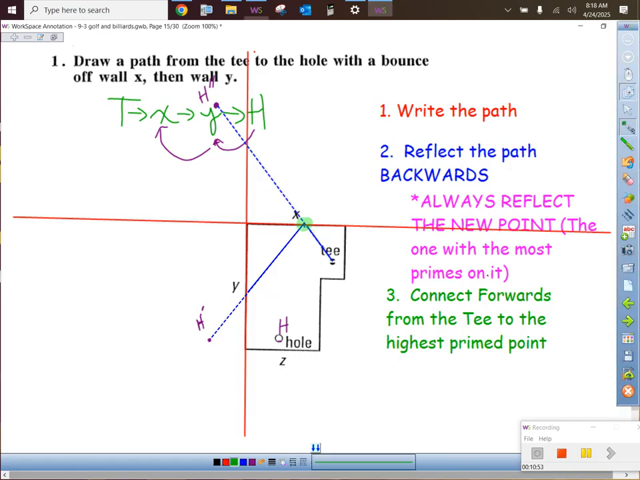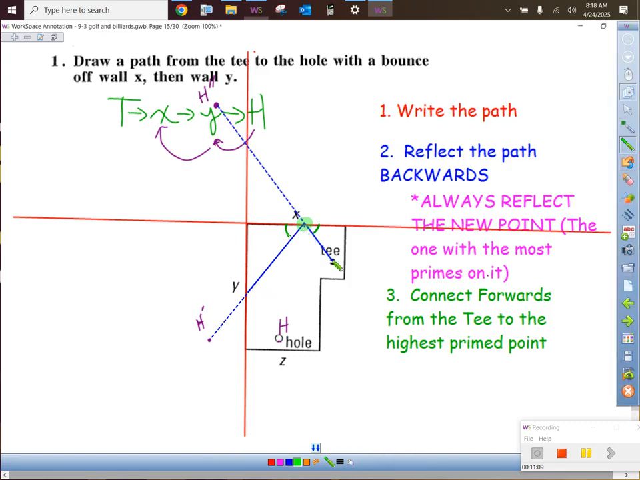And can you kind of tell that this angle, whatever it measures, is the exact same angle as that? Where it hit the wall was the angle of incidence. Where it left the wall was the angle of reflection. Those are the same. You don't need to put those arc marks. I'm just kind of showing you that's what happened.